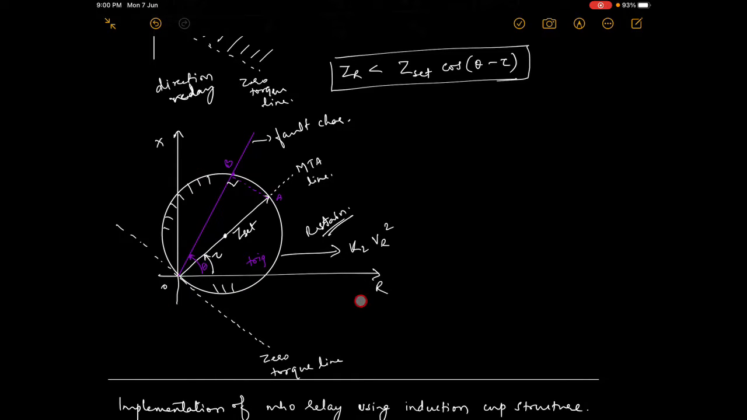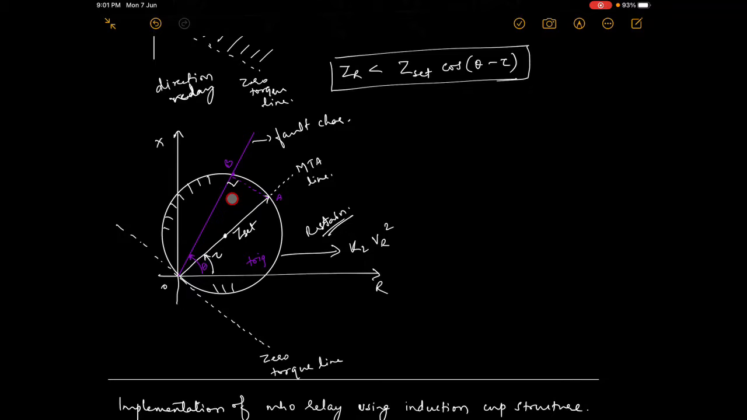It takes the XR axis, and you draw a line of length Z set at an angle tau with respect to R, and divide Z set by 2, that is the radius. So once you divide it, you will get the midpoint of Z set. So with that radius you draw a circle, so you will get this.